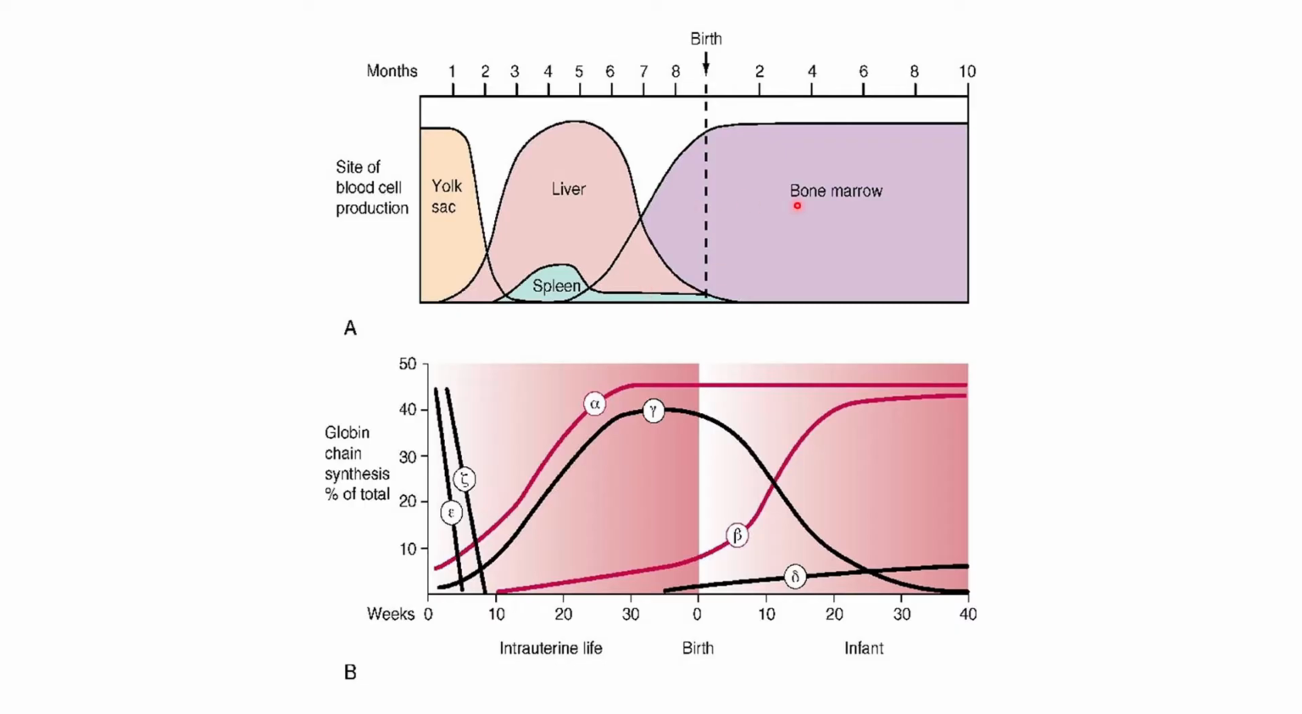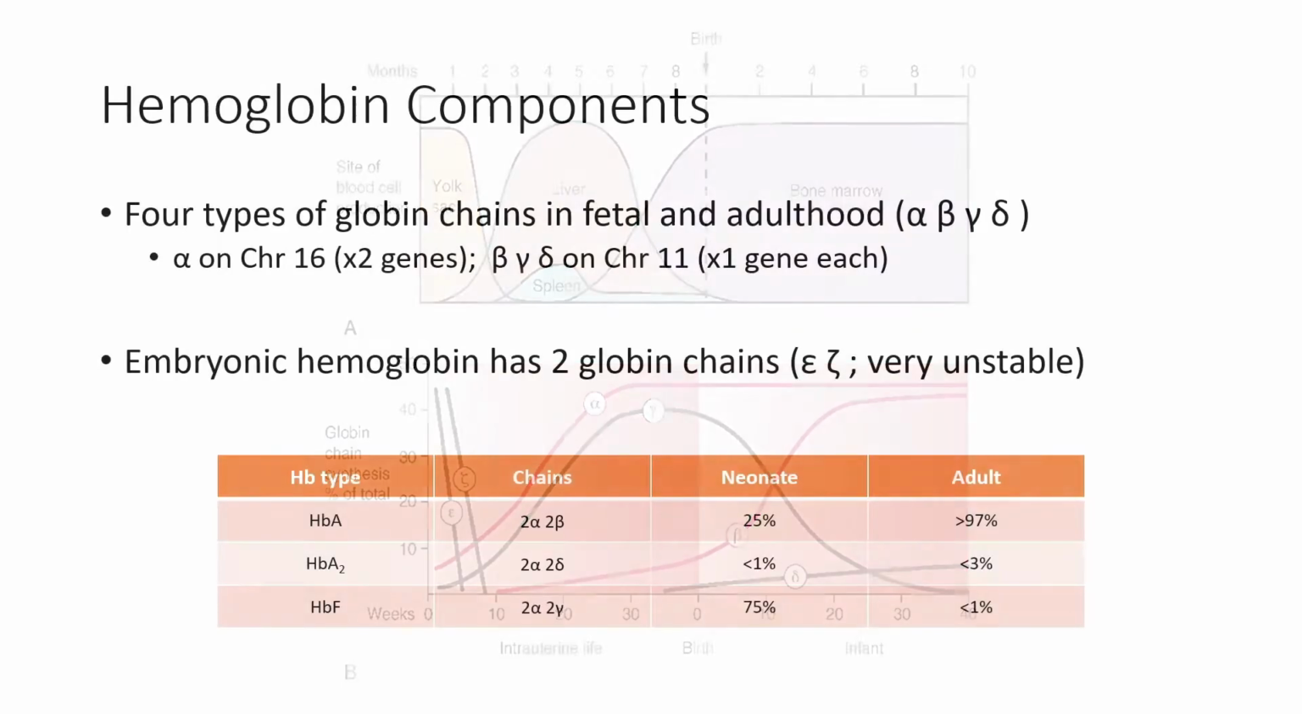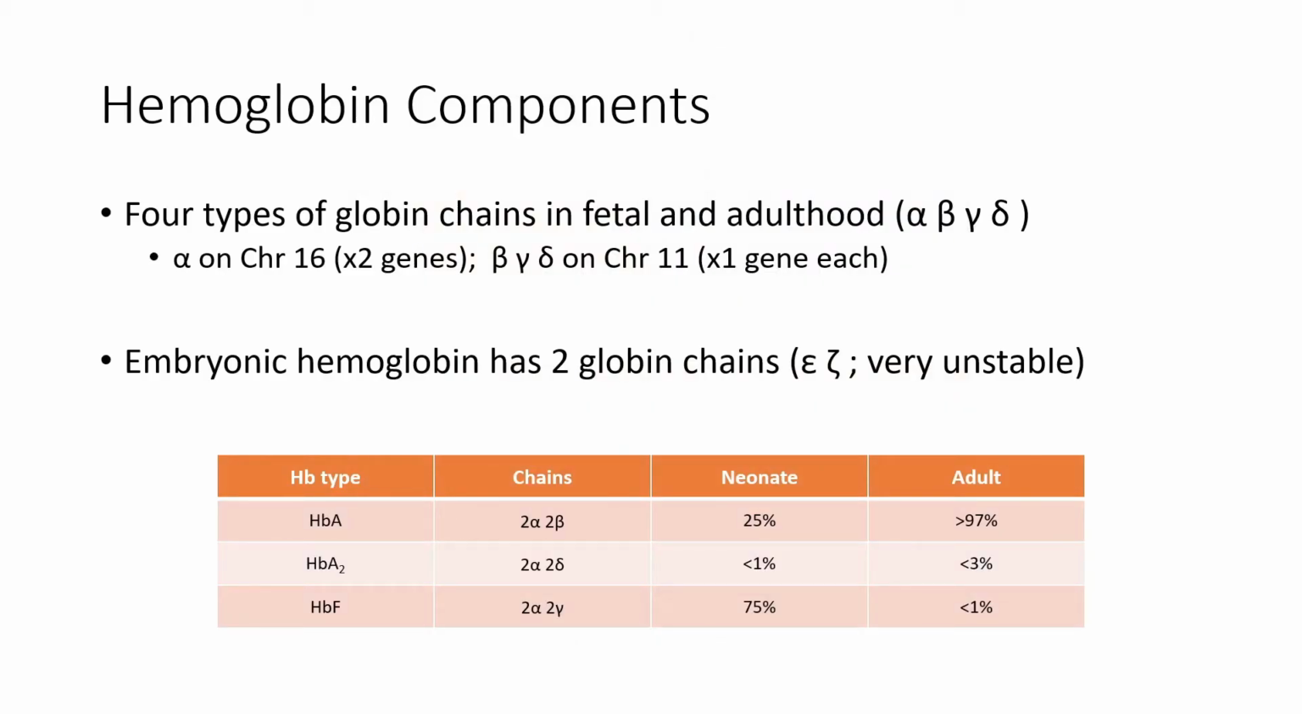In the third trimester and into adulthood, the bone marrow is the primary hematopoietic organ, and fetal hemoglobin production peaks and remains elevated until about 6 months after birth, when HbA then comes in and predominates as the main hemoglobin form. Again, the embryonic subunits are the zeta and epsilon chains. These are very unstable and are not produced past the first trimester. The globin chains we are likely familiar with in infants and adults include alpha, beta, gamma, and delta.